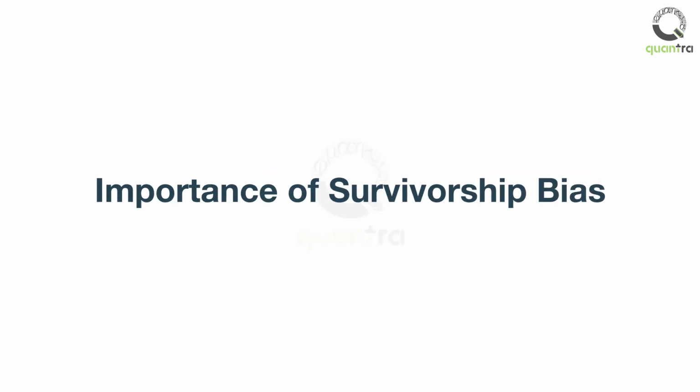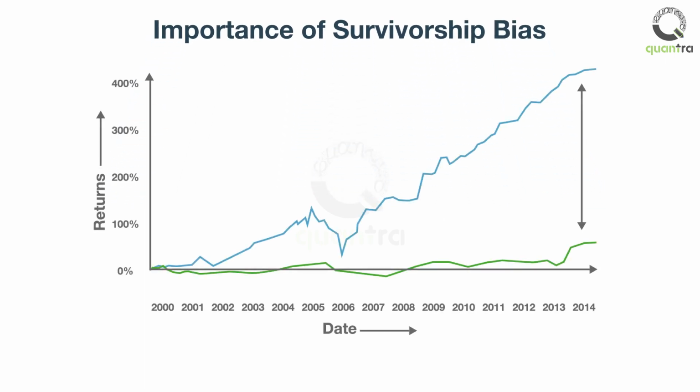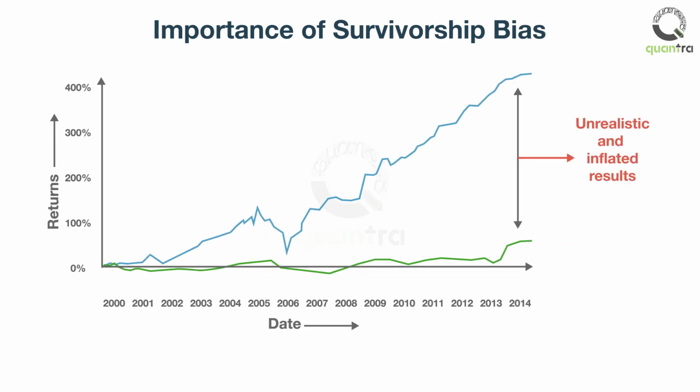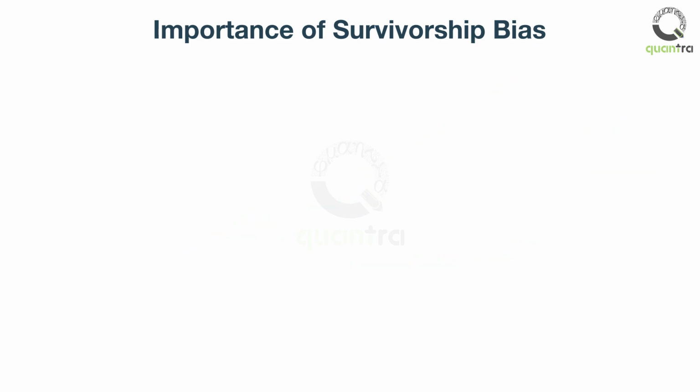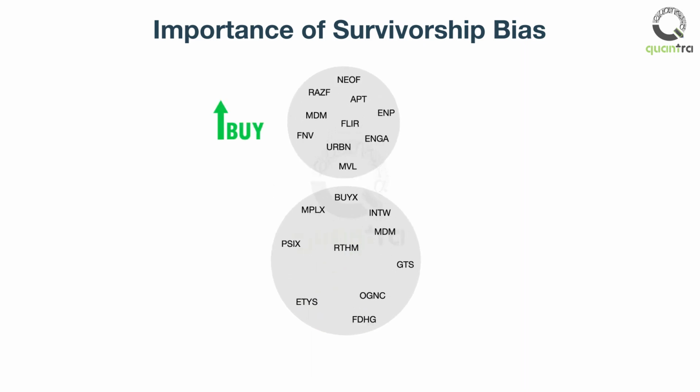But why is it important in backtesting to consider the stocks that no longer exist today? Backtesting a strategy using data with survivorship bias results in unrealistic and inflated results. See this example of buy low price stocks strategy. In this strategy, from a 1000 stock universe, you buy 10 stocks with the lowest price at the beginning of the year, and sell those 10 stocks at the end of the year.